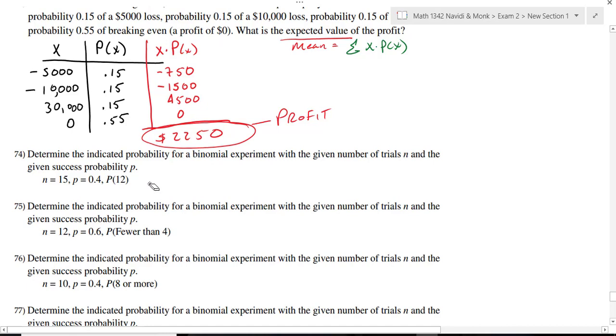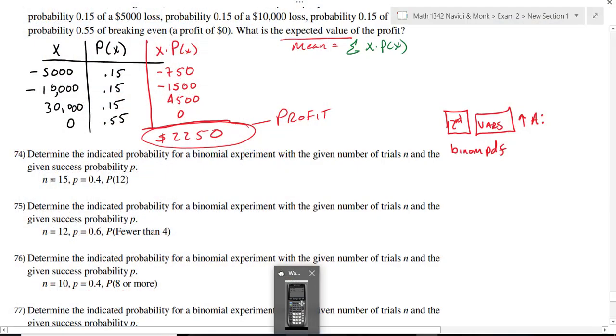Number 74. Determine the indicated probability for a binomial experiment with the given number of trials and the given success probability p. So n, p, and we're looking for this when x is 12. We use what on our calculator to do these? Binomial PDF. How do I get to it? Second, vars. And if you have the newer operating system, I think it's letter A. If you have the older one, it may be 0. So n is 15, p is 0.4, and x is 12.